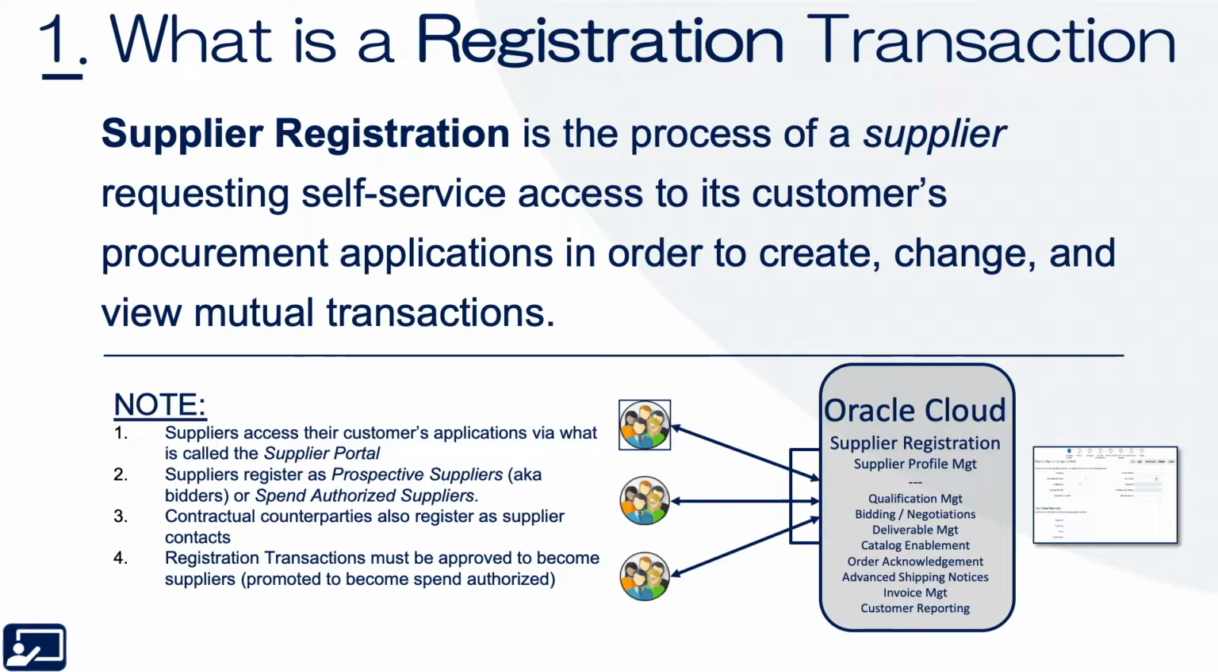Contractual counterparties also register as suppliers and supplier contacts. A little bit that depends on how you configure, but if you think about it, in order to interact, we need to have an idea of who someone is as a counterparty. They need to be inside the application. And then lastly, registration transactions must be approved to become suppliers. This is really important because people sometimes confuse or mix the registration transaction with a supplier transaction. They are two very different transactions and based on your type, behave differently.